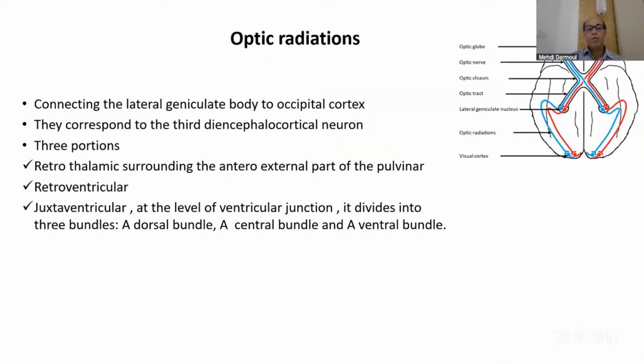Now we will talk about the optic radiation. The optic radiation connects the lateral geniculate body to the occipital cortex. They correspond to the third diencephalocortical neuron. They have three portions: retrothalamic, surrounding the anteroexternal part of the pulvinar; retroventricular; and juxtaventricular portion at the level of the ventricular junction. It divides into three bundles: a dorsal bundle, a central bundle, and a ventral bundle.